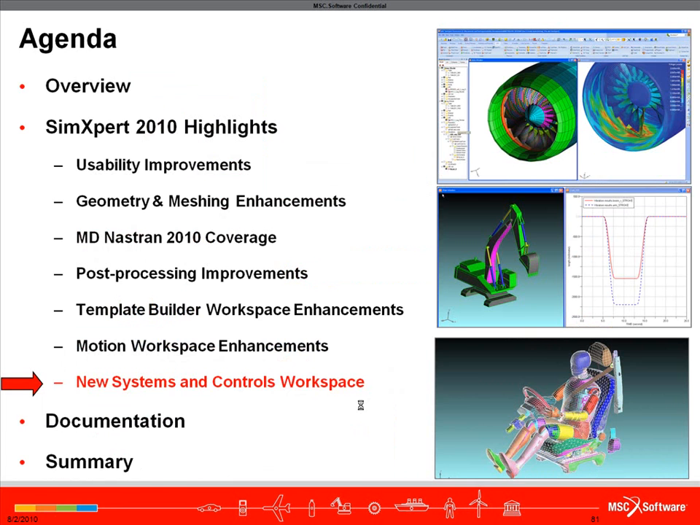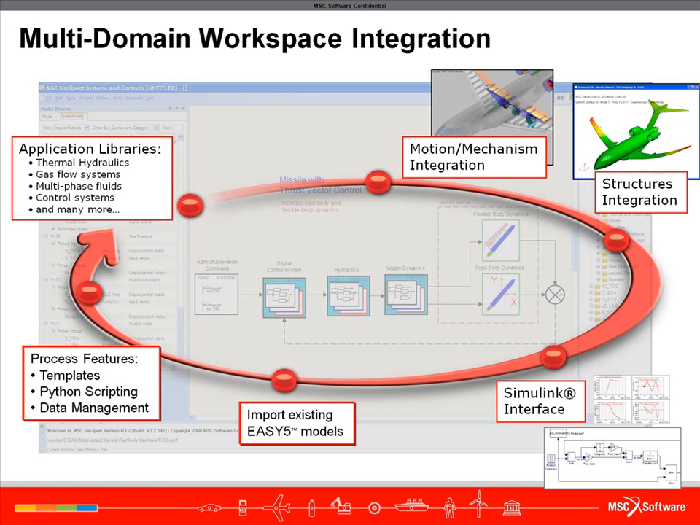The new systems and controls workspace that has been introduced in SimXpert 2010 provides a way to integrate not only with the motion workspace and the structures workspace, but also provides comprehensive modeling capabilities with different libraries such as thermal hydraulics, gas flows, control systems, and more. And you can work with your existing EZ5 models, and also it interfaces with Simulink from MathWorks.